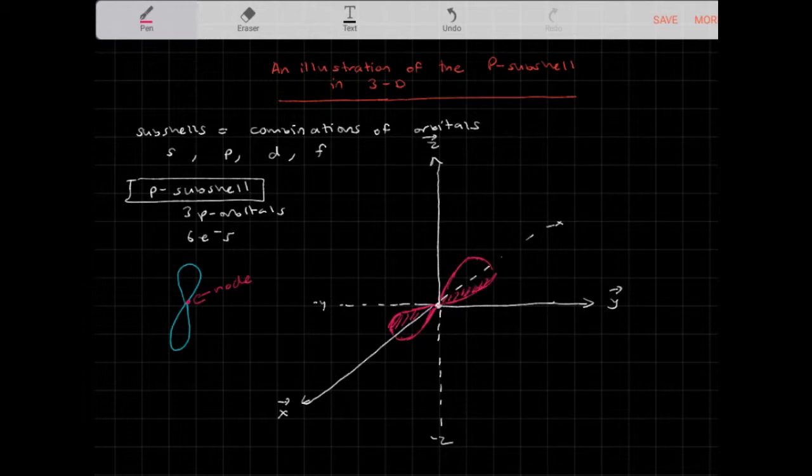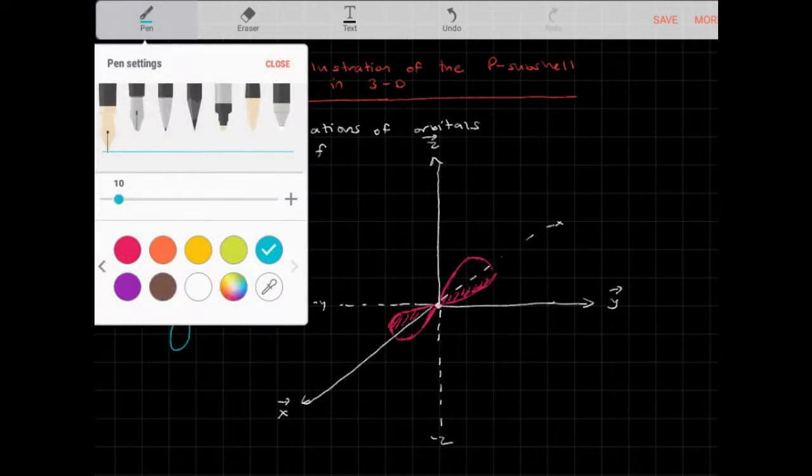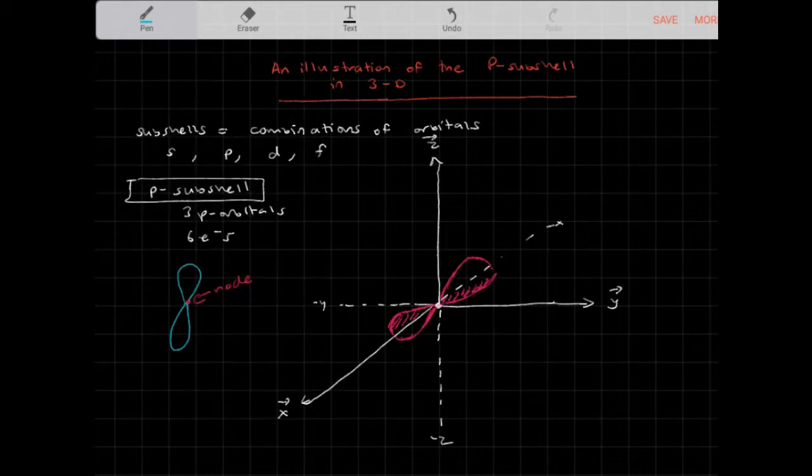We said that the P subshell is made up of 3 P orbitals, so one of the P orbitals is located on the x-axis. The second P orbital is located on the y-axis. I'm going to draw it here. They're on different dimensions, basically. And the third P orbital is located on the z-axis. So these guys are all 90 degrees apart. I'll draw that here.